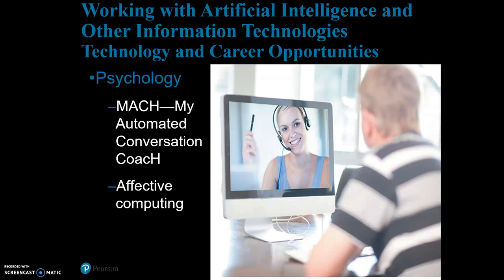Affective computing is computing that can recognize and simulate human emotions. Okay? Engineers work to create computers that process data faster. Psychologists and computer scientists are working together toward a more complete understanding of human behavior.